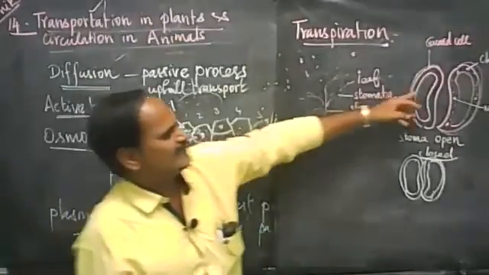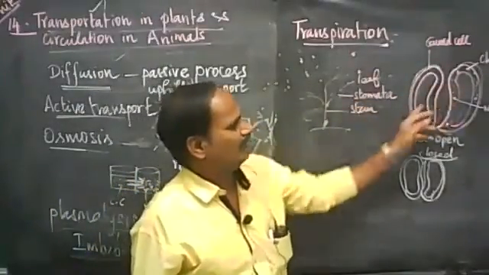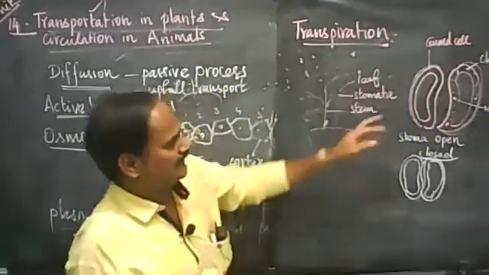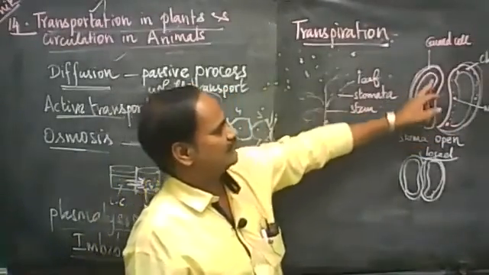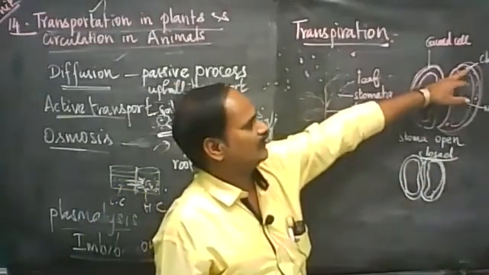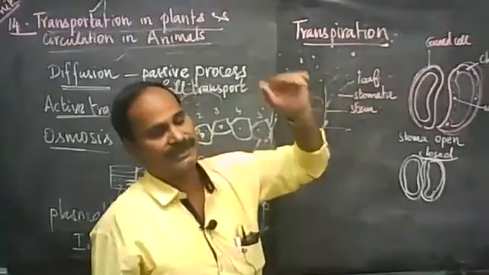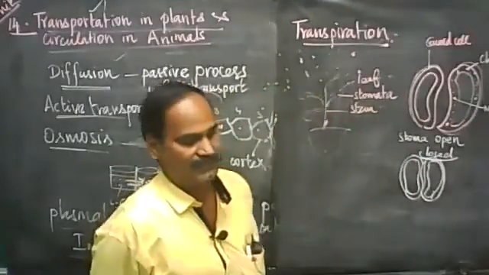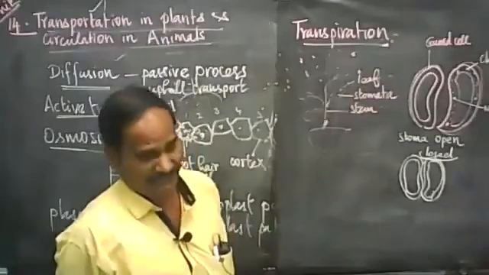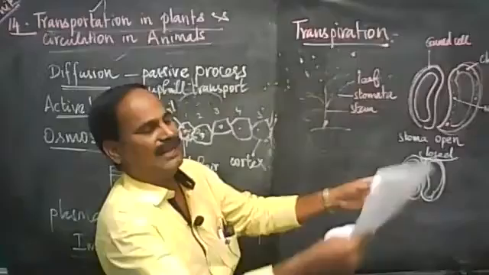So here this is the structure of a stomata. When you see the guard cells, the guard cells consist of an enormous vacuole, and the nucleus and other cytoplasmic organelles are present in the guard cells. When the guard cells are turgid, the stomata will open. So loss of water takes place.